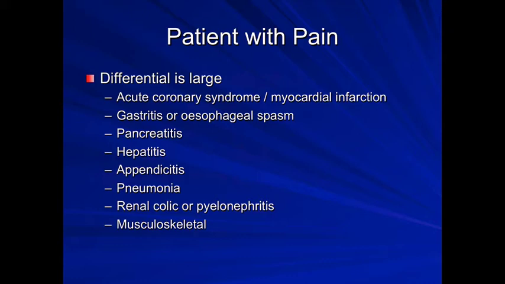Pneumonia, right-sided pneumonia, is often mistaken for biliary disease because of the pain with deep inspiration. Renal colic or pyelonephritis, classically the pain is a little more posteriorly around the flank, but it may be confused with biliary pain. And of course, musculoskeletal pain of the right lower chest or upper abdomen can mimic biliary disease.